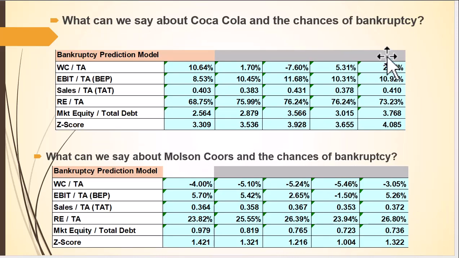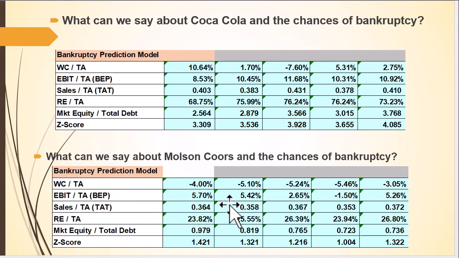So here we have two companies, Coca-Cola and Molson Coors. If you look over the past 5 years, you can see that the Z-score for Coca-Cola is well above the 3 range. Very little chance of bankruptcy for Coca-Cola. But what about Molson Coors? We've got some challenges with Molson Coors. We know that they have some current asset problems.